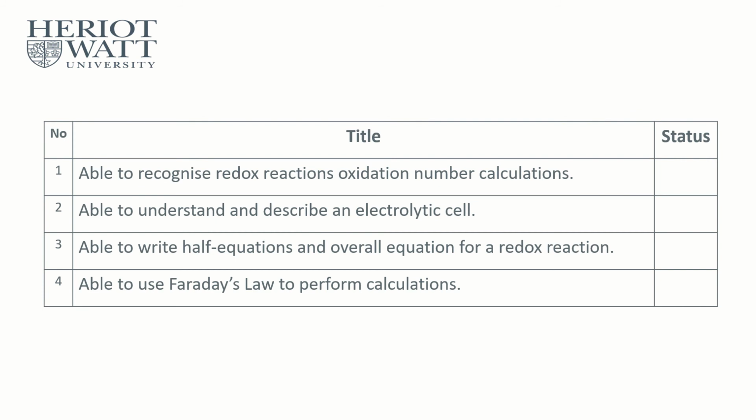So first, you must be able to recognize redox reactions and do oxidation number calculations. You need to identify which species is being reduced and which is being oxidized based on the oxidation number. Next, be able to understand and describe an electrolytic cell or electrolysis process. Next, you must be able to write out half equations and overall equations for the redox reaction that takes place. The last one is to use Faraday's law to perform calculations in an electrolytic cell. These are the learning outcomes that you need to achieve at the end of this week.